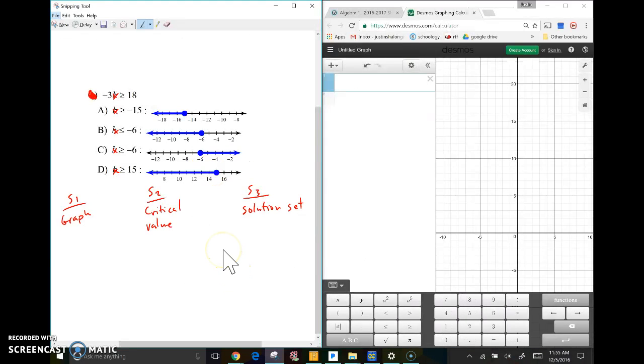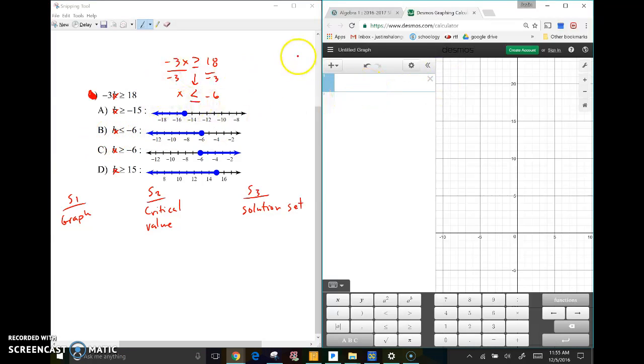Okay, here we have the inequality -3x is less than or equal to 18. If we're solving with algebra, we would divide both sides by -3, and then because we divided by a negative, we would flip the sign, because that's the rule with inequalities, and we get x is less than or equal to -6. So that's solving with algebra, and we know that B would be our solution.